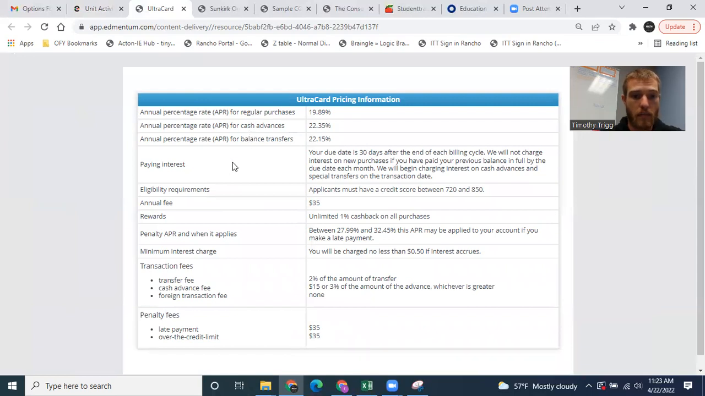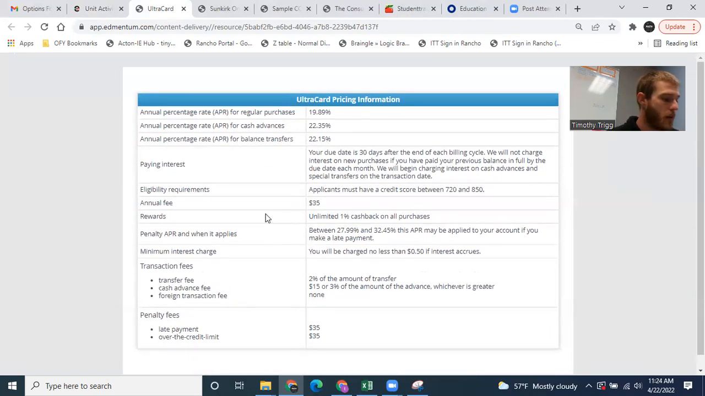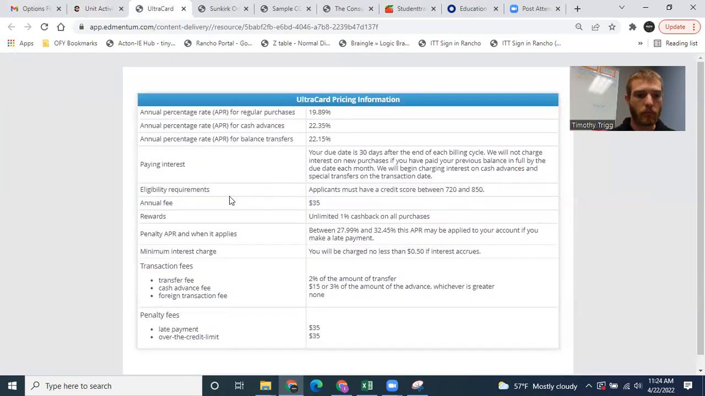Let's see, do we have an introductory APR? Fees, rewards, annual fees, eligibility requirement. Let's see, I don't see an introductory APR, do you? Okay, so if it doesn't say an introductory APR, then we're going to go ahead and put none here. Okay. So if it doesn't mention it, it says write none where applicable. So there's going to be a none right there. Okay. So since there's no introductory APR, we're going to put none again. Regular APR. So our regular APR, when we look over here, for regular purchases, 19.89%.